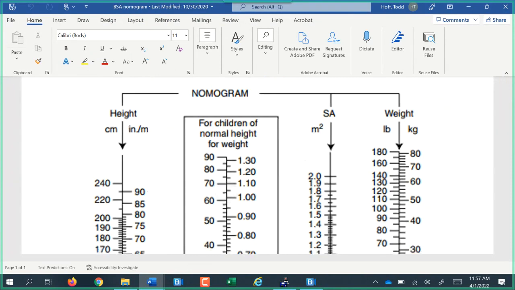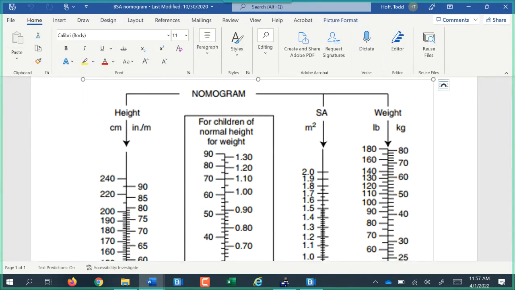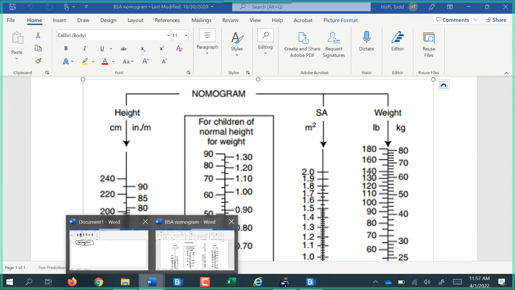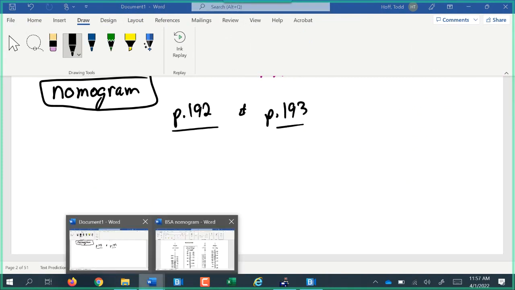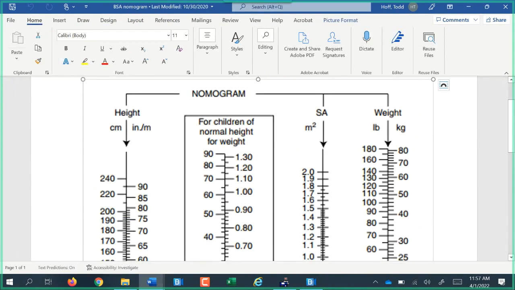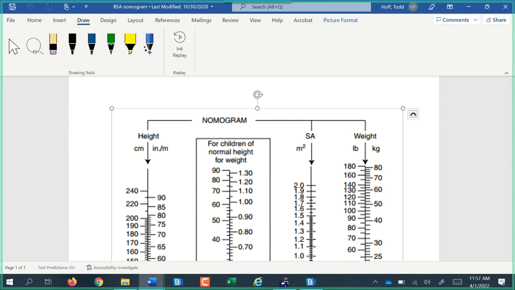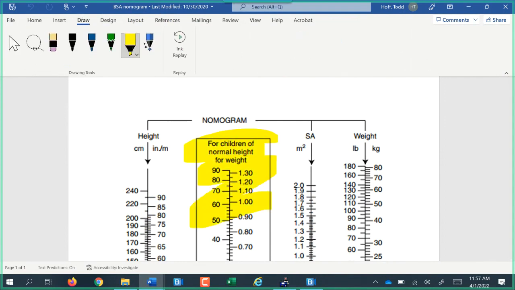Now on this document, it's a little hard to read. It's a little blurry here, but it is in your textbook. It's actually on 2 consecutive pages, page 192 and page 193. So if you need a little bit clearer picture than the one I have here on screen, you can use that one.